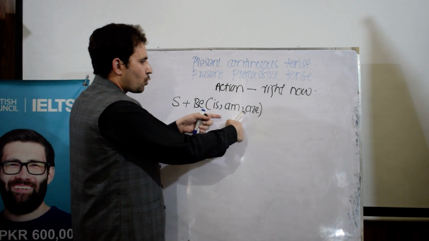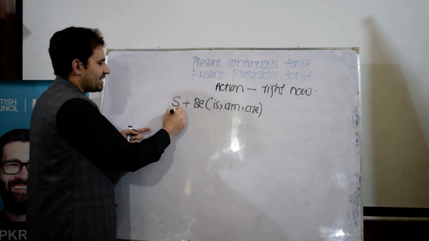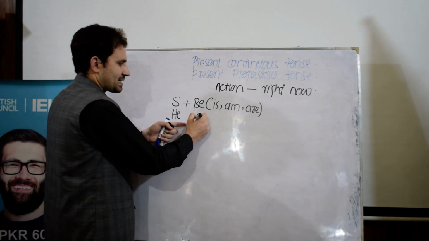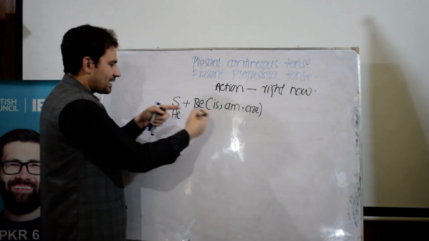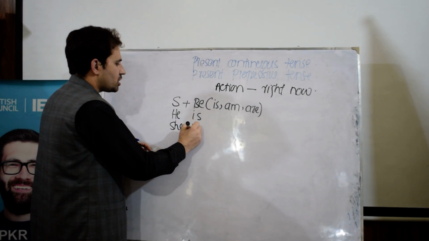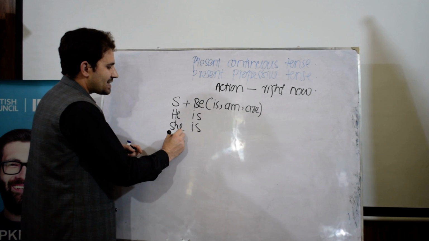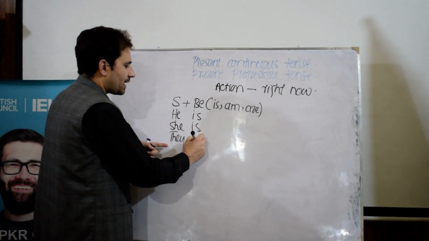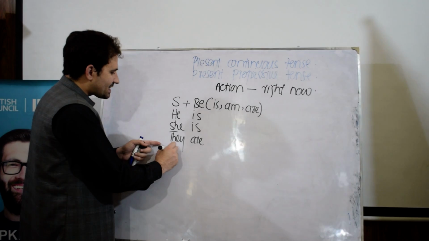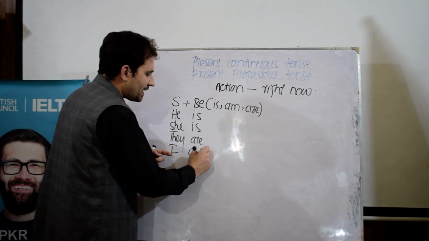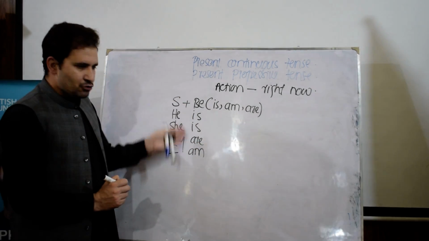So these verbs will be followed. For example, if I say he, then I will use what? Is. He is followed by is. If I say she, it is followed by is. If I say they, it is followed by are. If I say I, it is followed by am. So this is the first structure.